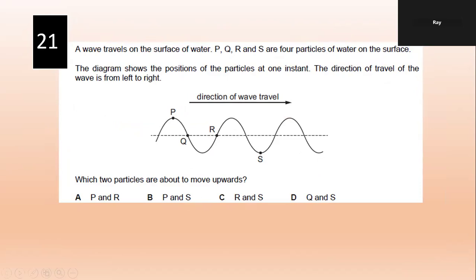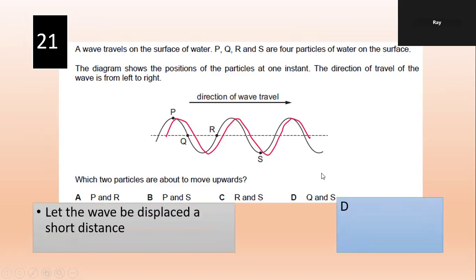Okay, what's your answer for 21? E. Say a bit louder. Donkey. Let's display a little bit. Then you can see which two particles are about to move upwards. Okay. Q is moving upwards. S is also moving upwards. Donkey, correct? Good.